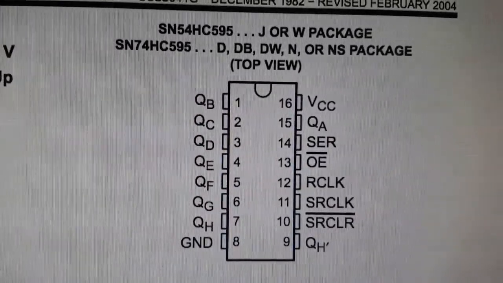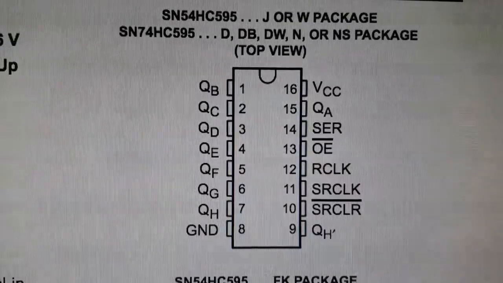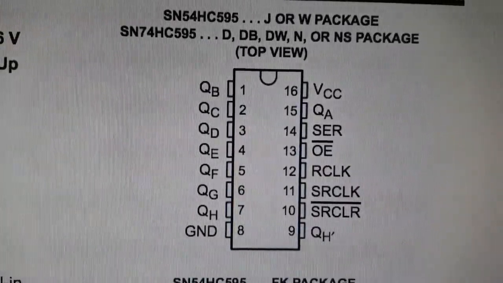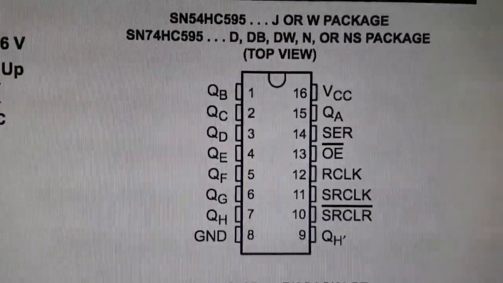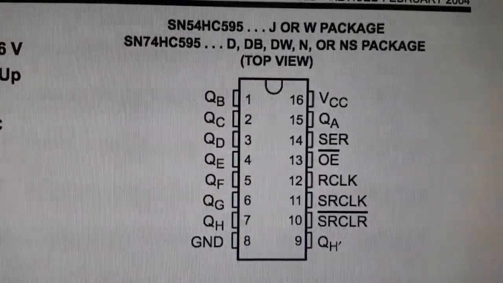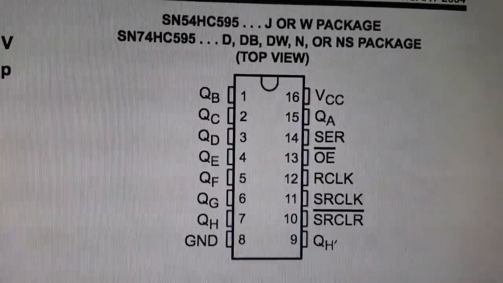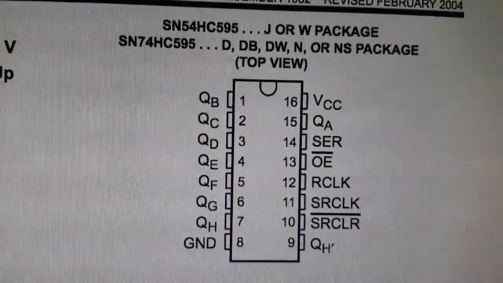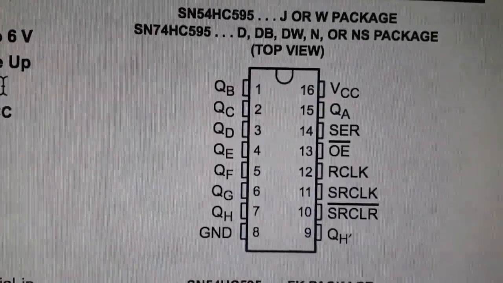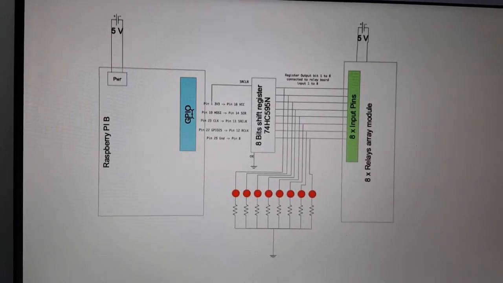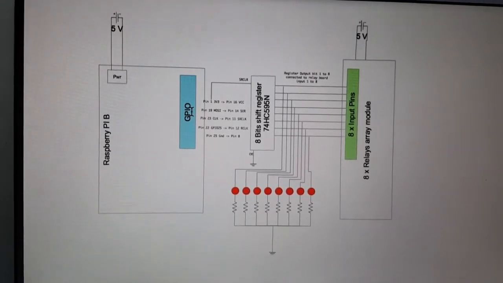We are using all the outputs from QA to QH. The data input is a serial in, which is pin 14 SER. Take note of pin 13 and pin 10. Pin 13 is an output enable, it's an active low pin, so it must be low in order to enable the output. While pin 10 is a clear function, since we are not going to clear the output, therefore we should make it high all the time. For pin 9, we are not using it, but it can be used to cascade 8 relays in the board. Below is an array of LEDs just to show the status of the output register.